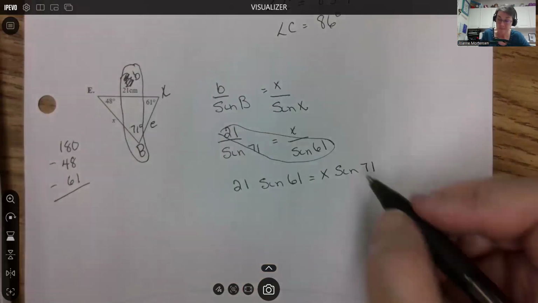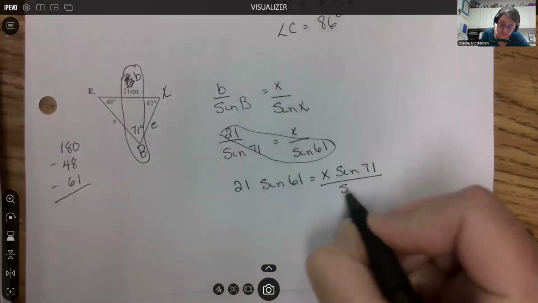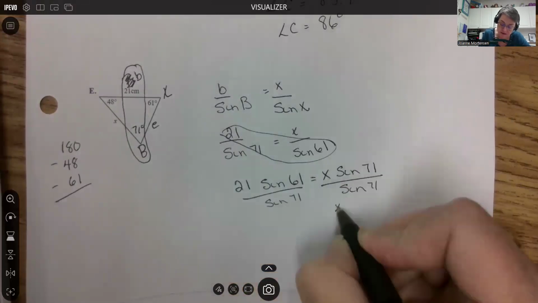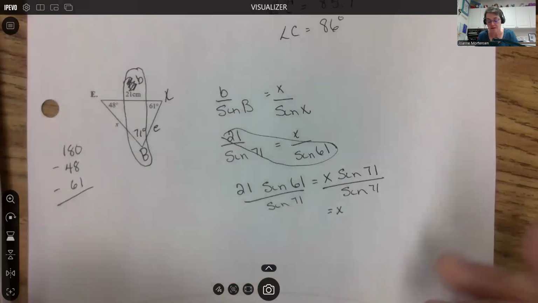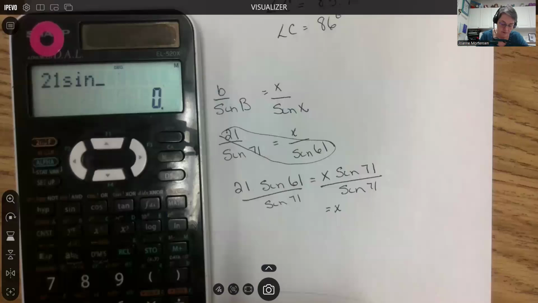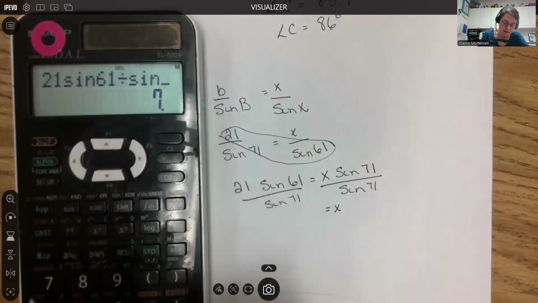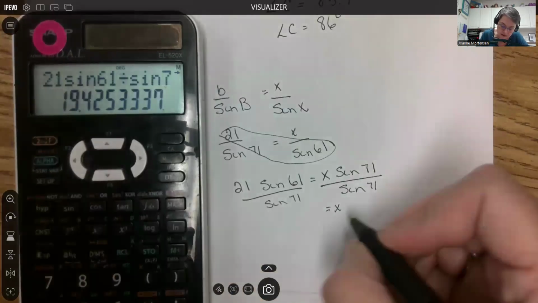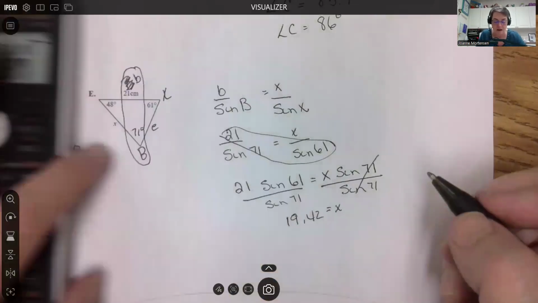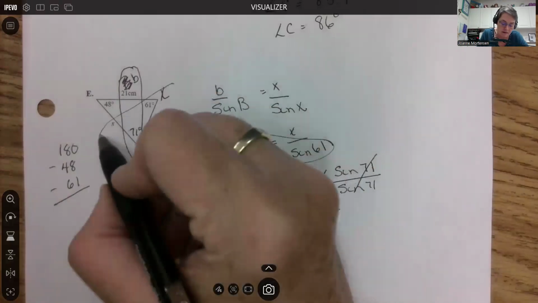Sorry. Divide by sine 71. It's equal to, all right, let's see what x is equal to. 21 sine 61 divided by sine 71. 19.42. Those are going to cancel out. And that was this way.